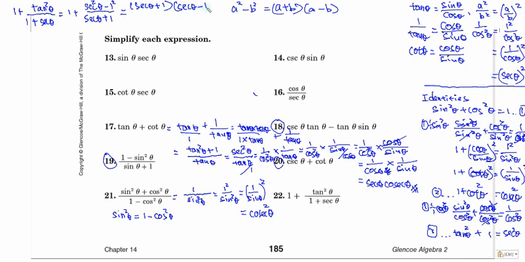Oh, sorry, teacher missed out the 1. There's a 1 here, 1 plus. Let me write it here. Now, this can be cancelled off with this. So what remains in this case would be secant theta minus 1, plus 1. This cancels off, so this gives you secant theta. That's it.